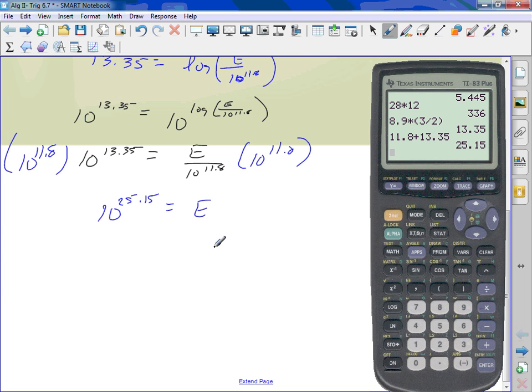If I want to find out how much energy exactly, 10 to the 25.15 is 1.41 times 10 to the 25th in scientific notation. So it's 141 with 23 more zeros on the end. It's a lot of energy released. That is your final answer, the 1.41 times 10 to the 25th.